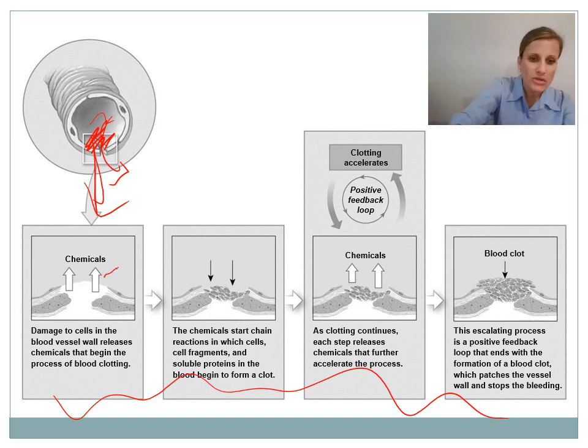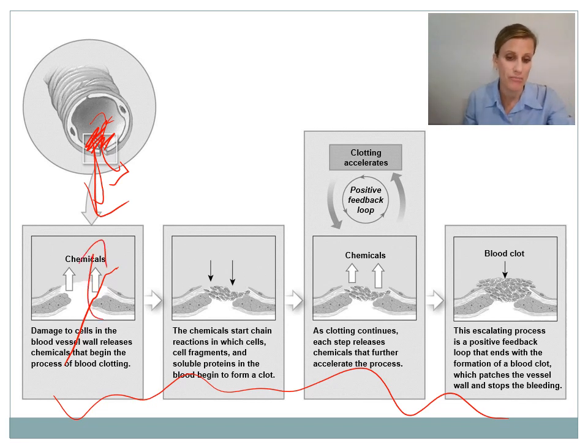Now, when the vessel is first broken, there are chemicals that get released into the bloodstream. And those chemicals start these chain reactions that make the blood get really sticky. And then once the platelets start to get sticky, they release more chemicals.